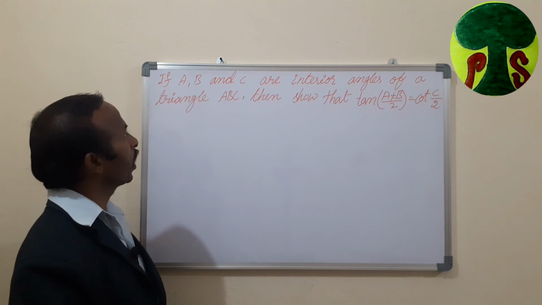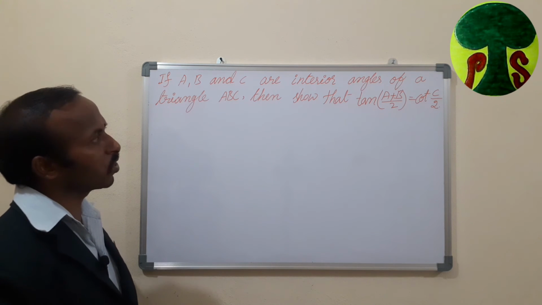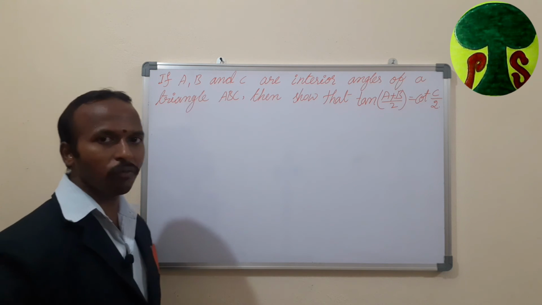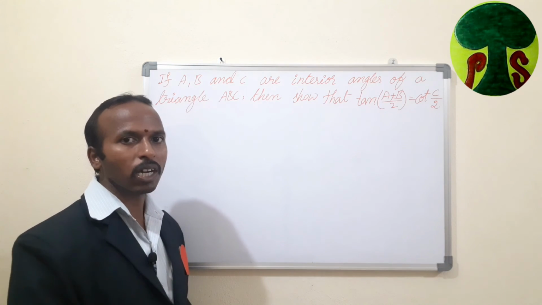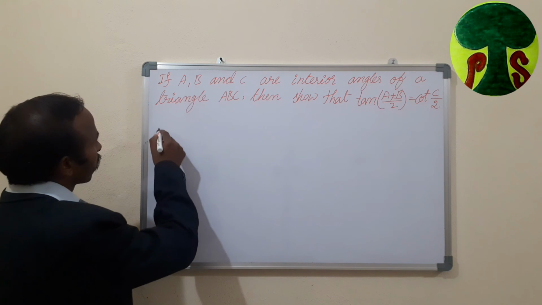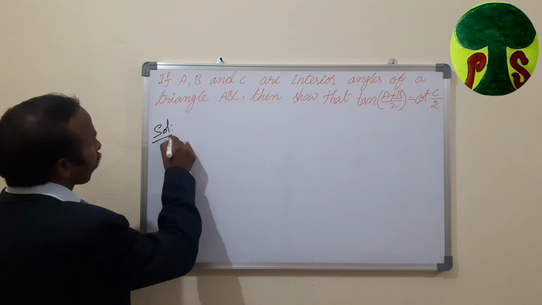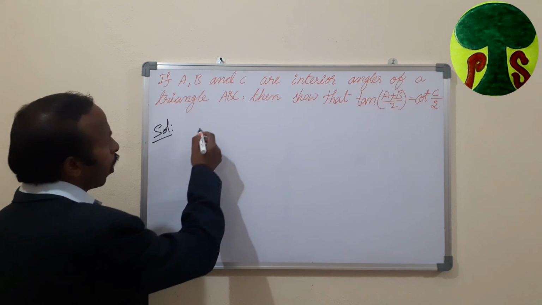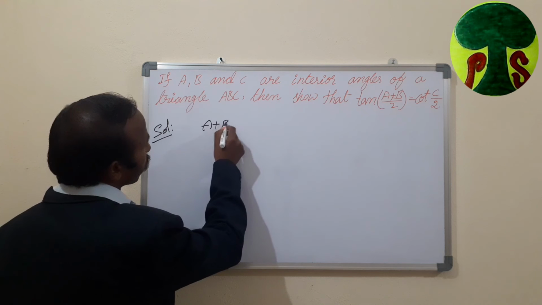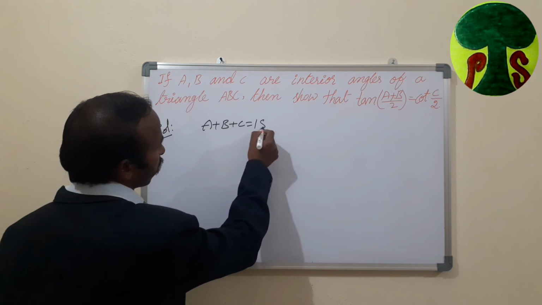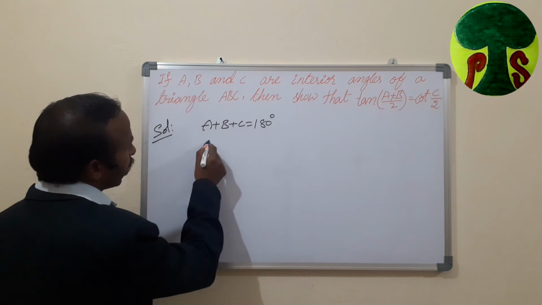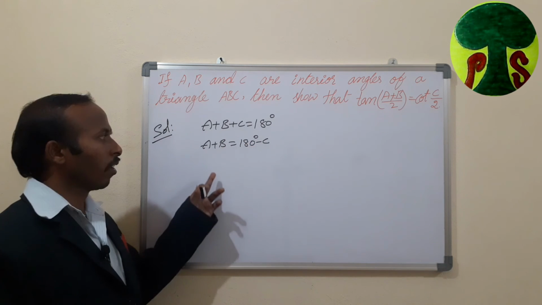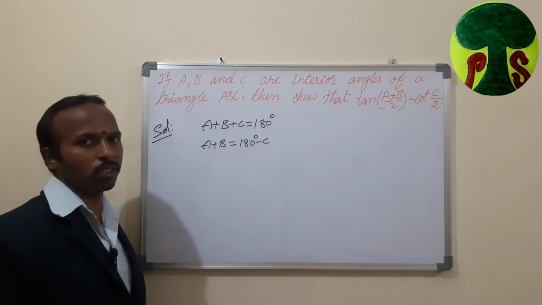Next, one of the important questions we'll solve right now. That is, if A, B and C are interior angles of a triangle ABC, then show that tan of (A plus B) by 2 equal to cot of C by 2. Let's see the solution. From the given data, A, B, C are interior angles of a triangle. So, the sum of the angles equals 180 degrees in a triangle. Now, A plus B equal to 180 minus C.